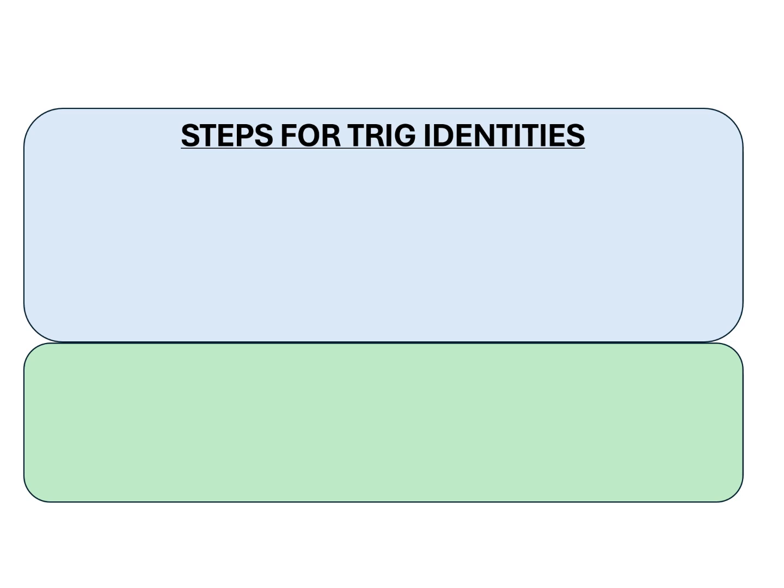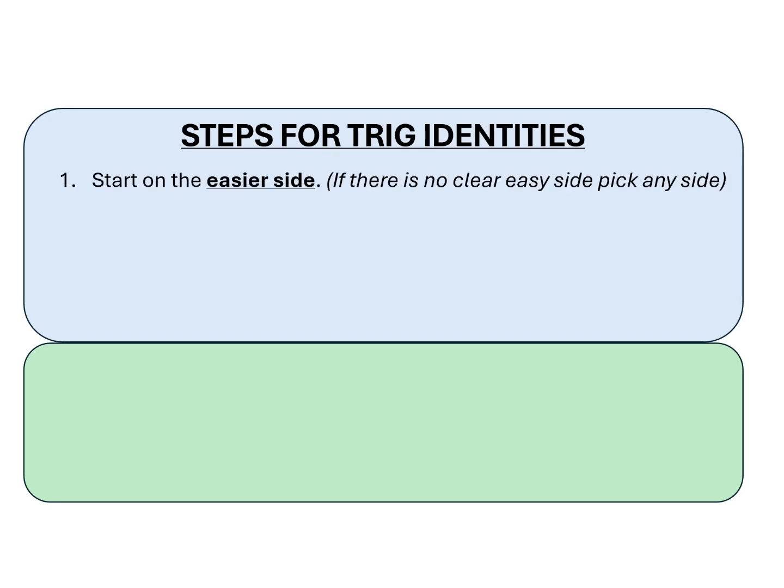So in today's video, we're going to be going over the 4 easy steps to solving any trig identity. Let's get into it. Step 1 is just going to be to start on the easier side. And if there is no clear easy side, then we can pick any side.